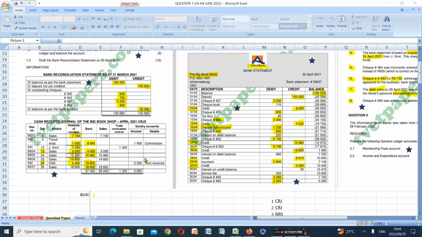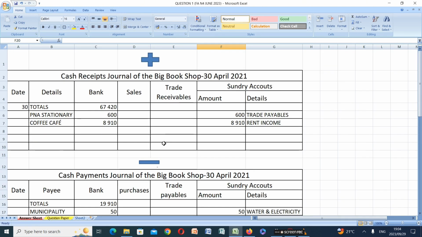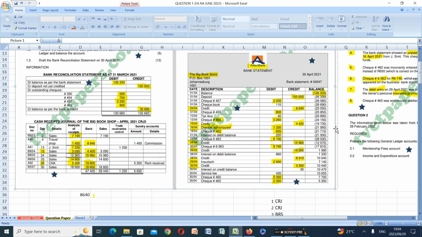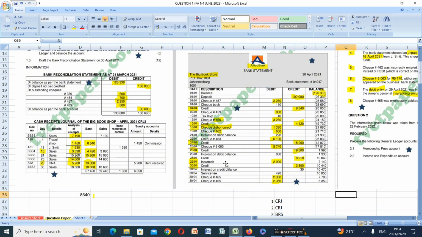So let's continue where we left off. We had all our amounts. What was left is for us to finish off the question paper, these smaller remaining amounts, and then also the closing off of everything to see if our bank reconciliation statement balances. So without wasting any more of your time, let's get straight into the question paper and finish everything off.